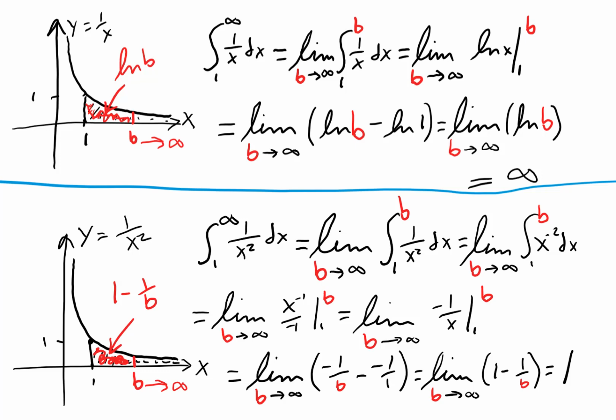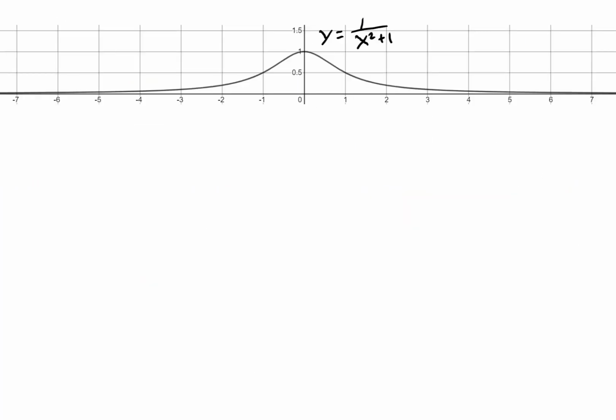Before we move on to the second type of improper integral, I want to consider one more example of this type. Here we consider the integral from negative infinity to positive infinity of 1 over x squared plus 1 dx. Because we have infinity in two different places, we are going to need two different limits. We have to break this integral into two parts. You can break it anywhere you like, but breaking it at x equals 0 is convenient.